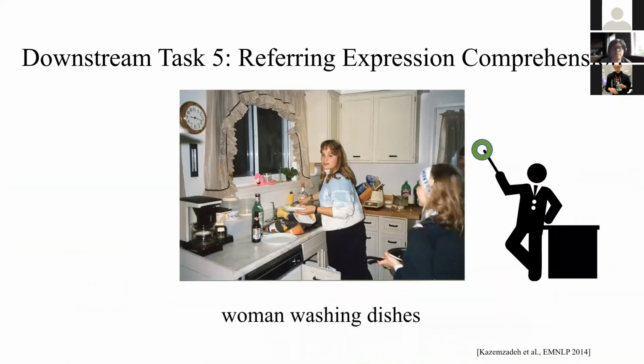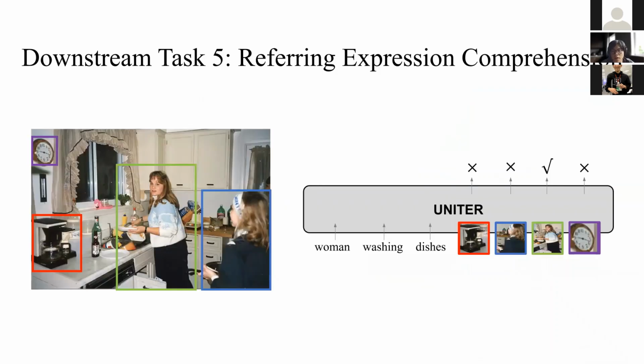Task 5, referring expressions. Given an image and a sentence or phrase, we ask the model which object is being described. For example, here, given "woman washing dishes", our model is supposed to click onto this woman in the middle. Each region representation will be used to predict a confidence score, and then cross-entropy loss is applied for training.